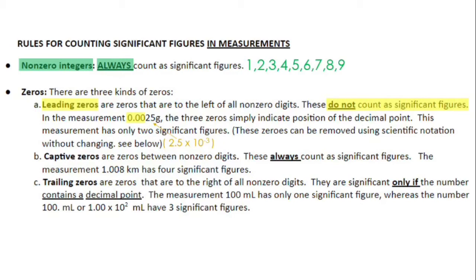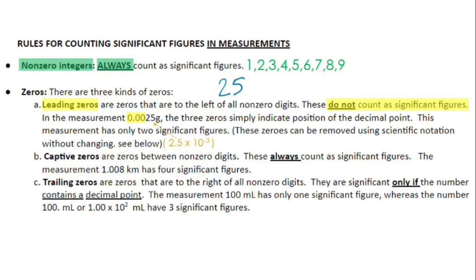And we can see that example is highlighted, 0.0025. All of those zeros are leading zeros. They're to the left of all of our other non-zero digits, the start of the number. And those zeros might seem important because without them, we wouldn't have 0.0025. We'd just have 25, which is a completely different number.